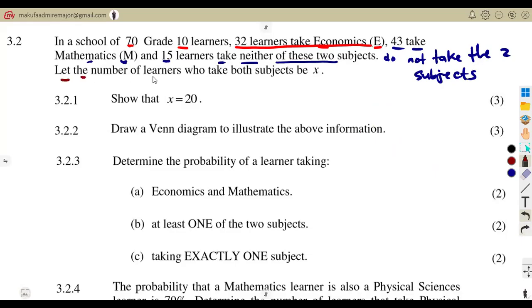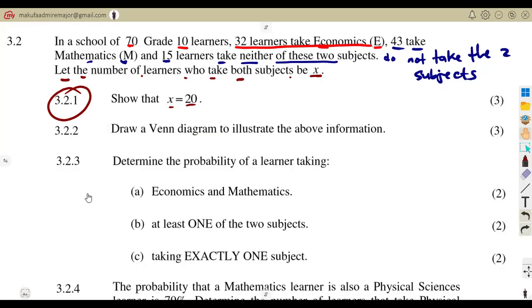Let the number of learners who take both subjects be X. 3.1, show that X is 20. And on 3.2.2, they want you to draw the Venn diagram to illustrate the above information. So if you took it that way, you're going to have a confusion to say, so they do not need a Venn diagram on this first part. No, they're not saying that. You can use that illustration in terms of X.